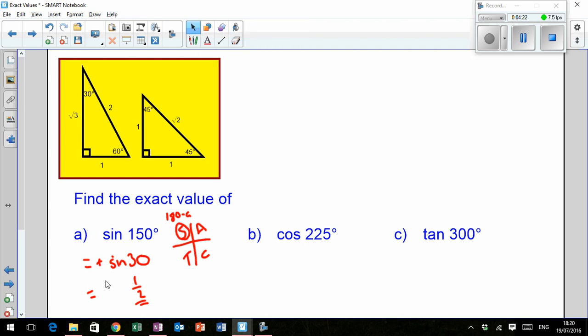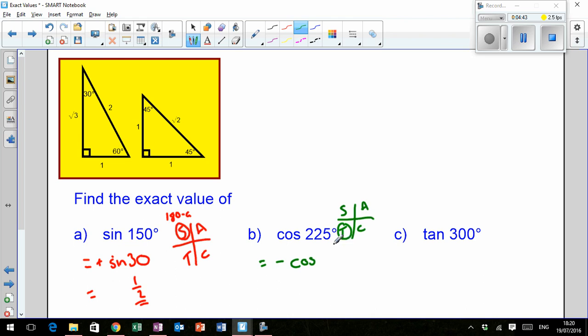Cos 225, okay. Cos 225, we're in the cast diagram. We know that 225 is in between 180 and 270, so that's going to be in here, where cos is negative, so we're dealing with a negative cos. In that third quadrant is 180 plus A. So to get to 225, we have to add on 45 to 180. So cos 225 is the same as negative cos 45. And up there, cos 45, adjacent over hypotenuse, is just negative 1 over root 2.